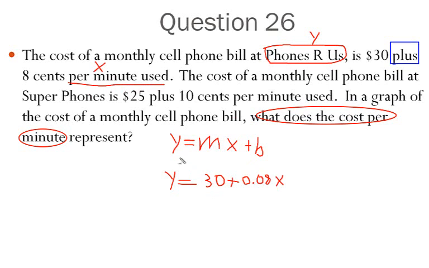Okay, so this is almost in the form y equals mx plus b. I have my mx behind my b, so all I'm going to do is switch these. So I'm going to say y equals 0.08x plus 30. Alright, so now this is my equation in slope-intercept form.